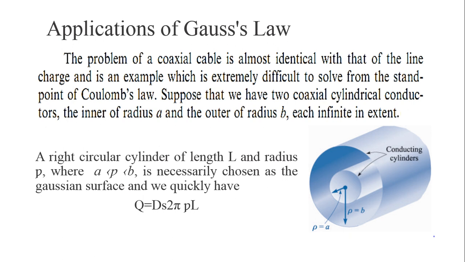तो जब हम Gaussian surface सेलेक्ट करते हैं तो फिर उसको हम Gauss's law अप्लाई करते हैं, और जब हम इसी Gaussian surface को अप्लाई करेंगे, so we will find that Q will be equal to the integral of D dot dS, with the surface area 2 pi rho L.